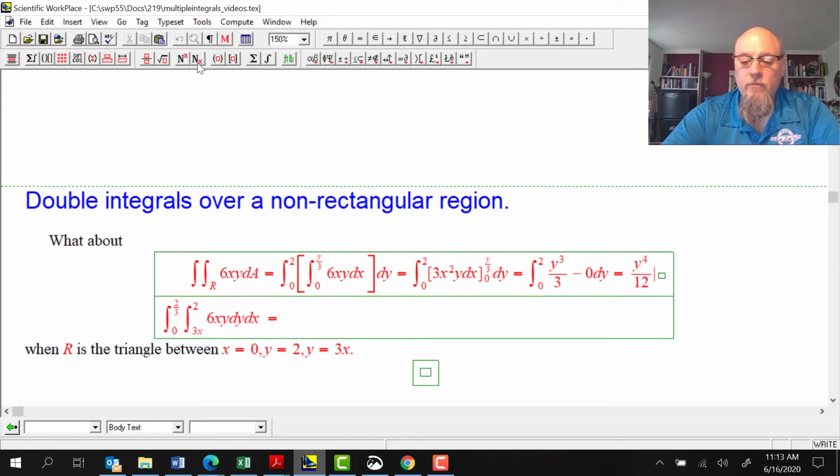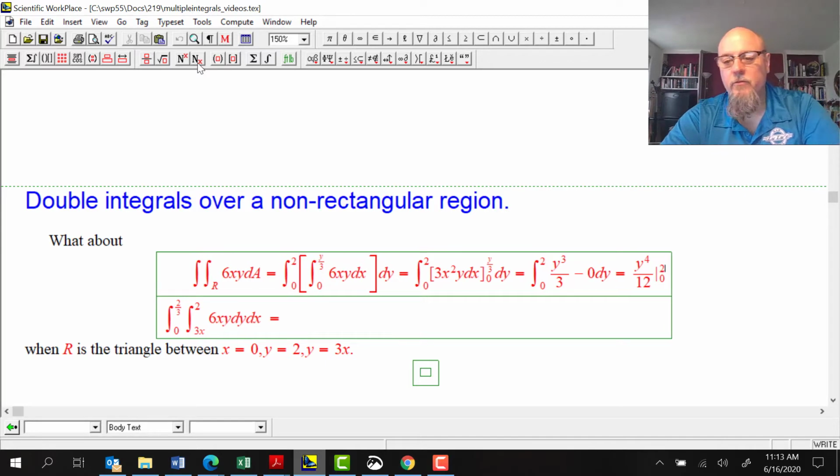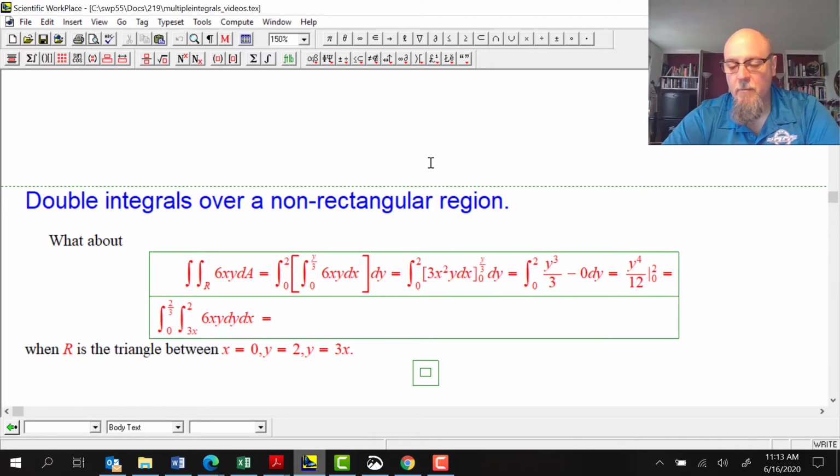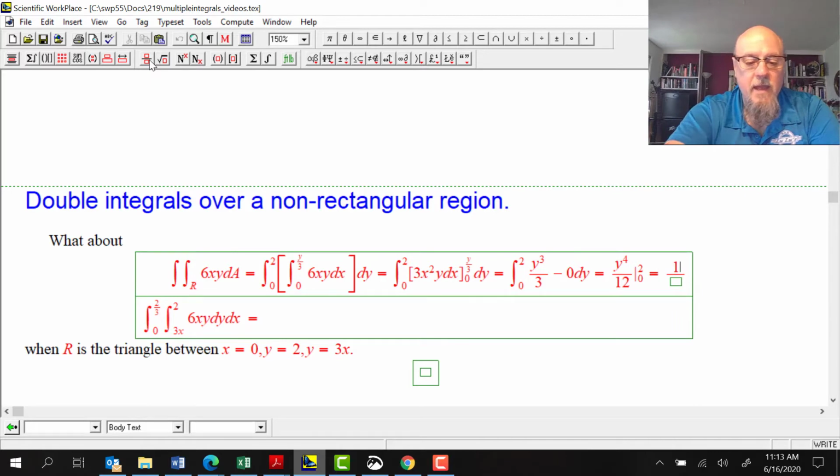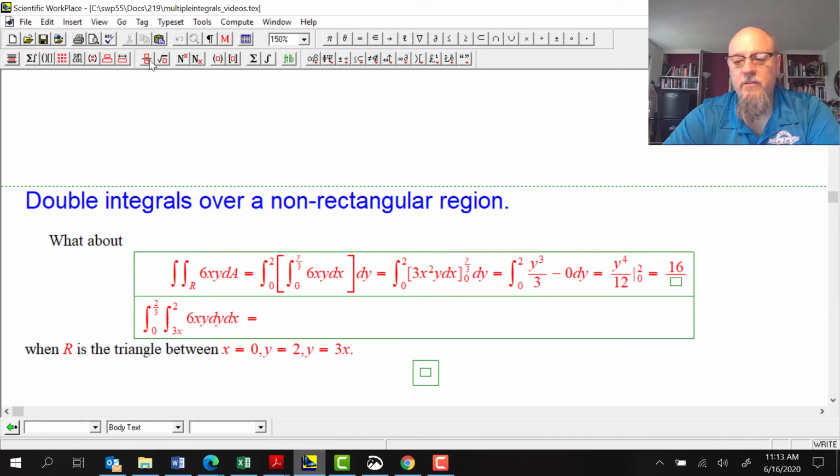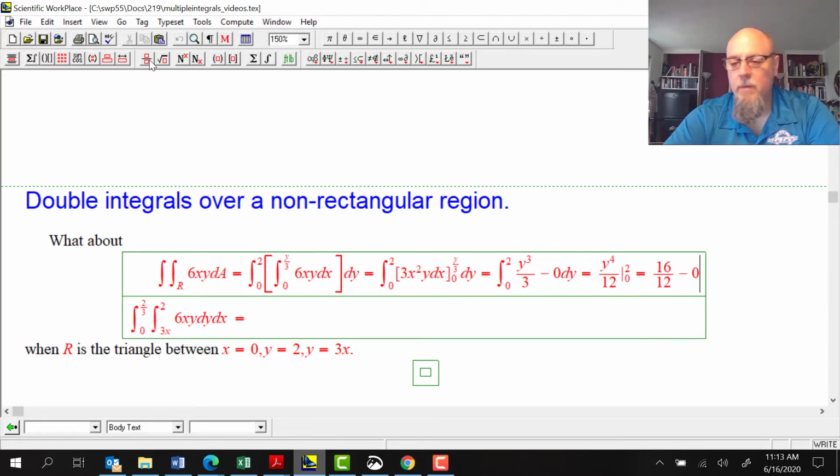And we're going from 0 to 2. And now it's going to be sub in the top minus sub in the bottom. I'm going to get 16 over 12 minus 0. And yes, we can simplify 16 over 12, but let's just leave that for now. I get an answer. So we did sub in a formula, but it had y's in it, and then we ended up integrating it out.